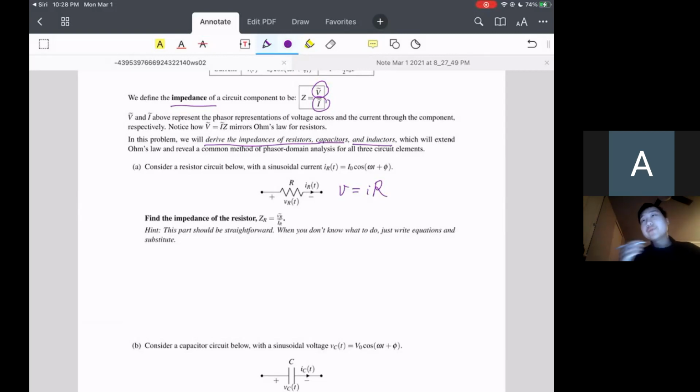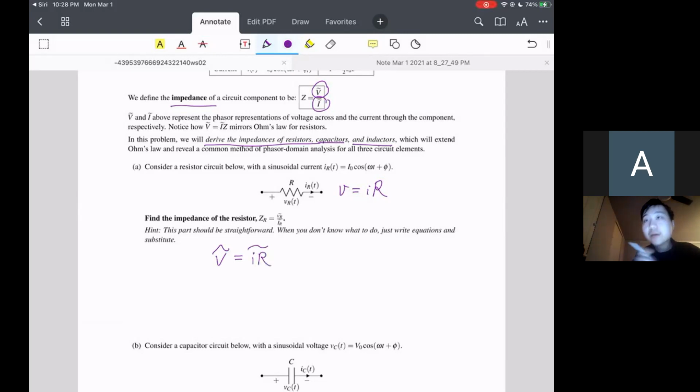So now, to find the impedance of the resistor, we just take the phasor domain of both sides. As we explained, we take the phasor of both sides. The two quantities, if they're equal, the phasor representation is also going to be equal. So if we take the phasor representation of both sides, V tilde is equal to the phasor representation of IR.